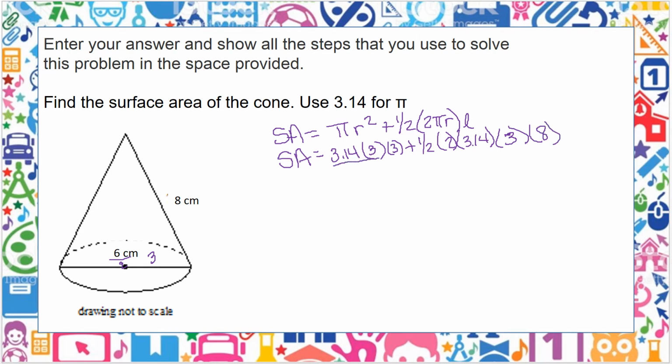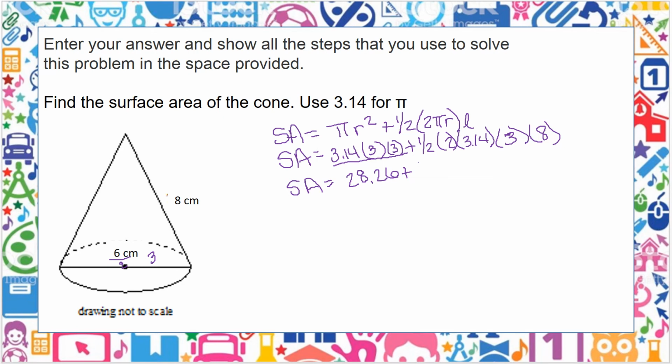So I'm going to do this part first. So we're going to do the 3.14 times 3 times 3. And we get 28 and 26/100ths. And this part is the surface area of that circle. That's pi r squared, the area of the circle.